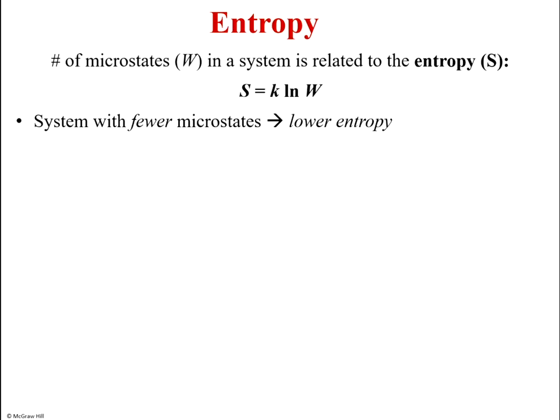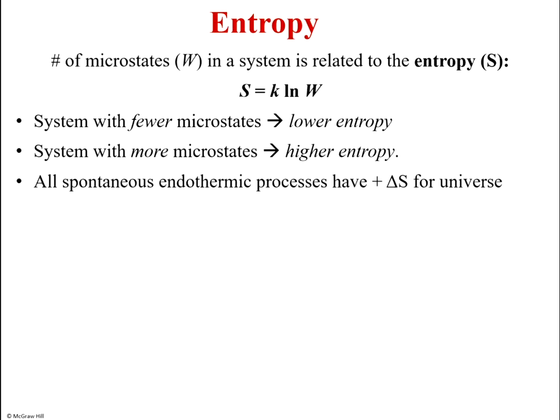So a system that has fewer microstates has lower entropy. A system that has more available microstates would have higher entropy. This is how the concept of randomness sometimes is thrown into the concept of entropy. If we have more microstates, we have more ways in which a system can exist, so we'll have a higher probability. All spontaneous endothermic processes have a value of plus delta S, and plus delta S in general for the universe is what we see.